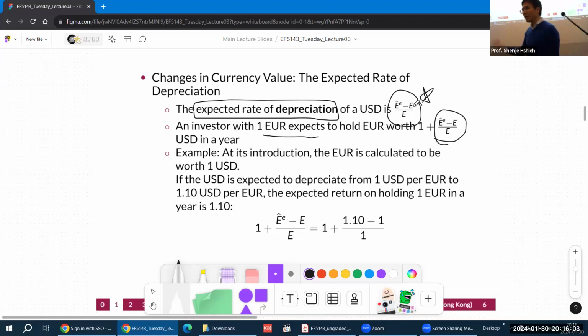It's an expected return on the foreign currency, but we like to also say that it's the expected rate of depreciation of the home currency or the expected rate of appreciation of the foreign currency. So it's just a return now, an average return on the risky asset, which is the foreign currency stock.